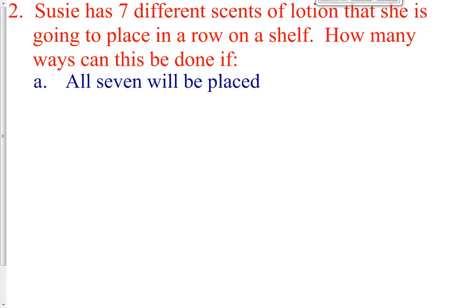All right, Susie, she has 7 different scents of lotion that she is going to place in a row on a shelf. How many ways can this be done if all 7 of them will be placed? So class, here's what's happening. There's 1, 2, 3, 4, 5, 6, 7 different scents of lotion that she wants to put on a shelf. Now she is placing them on a shelf.